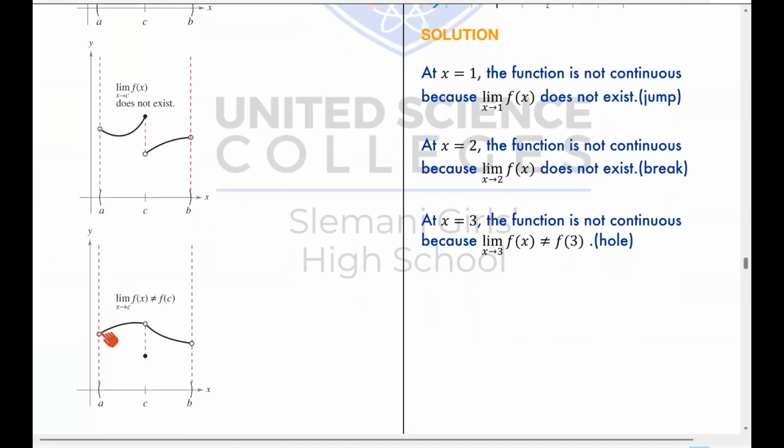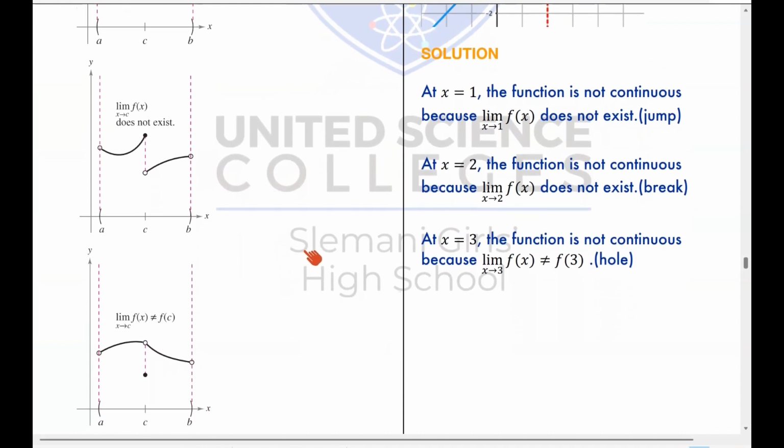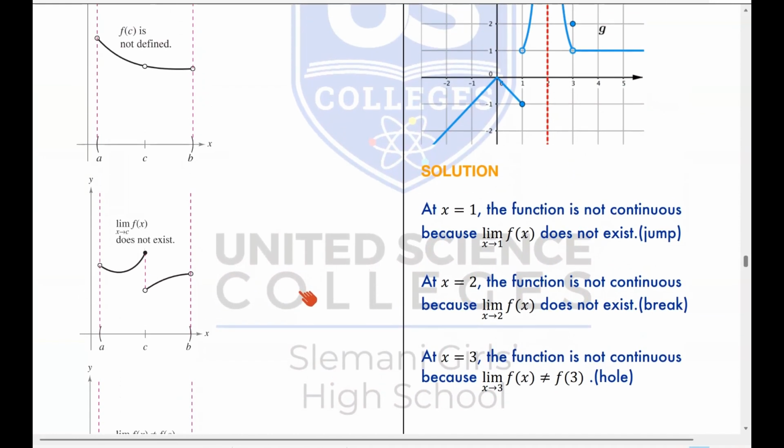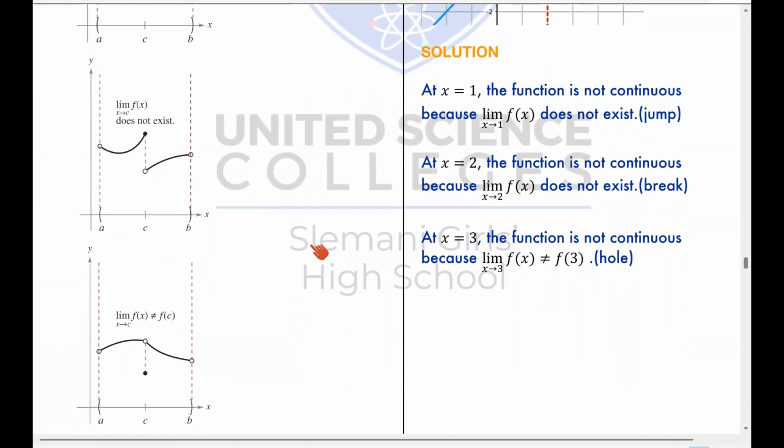And finally, when I come here, there is a hole. I should stop, jump down, and jump up again and continue drawing. So there is a disconnection. I cannot say this is continuous. So all these three conditions are conditions of discontinuity. They are all discontinuous functions.